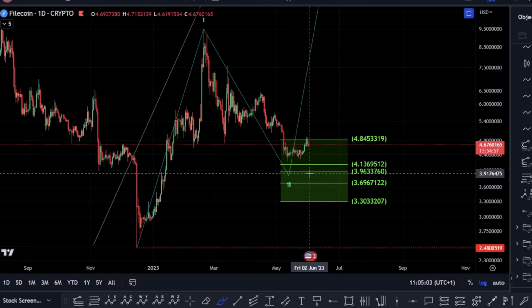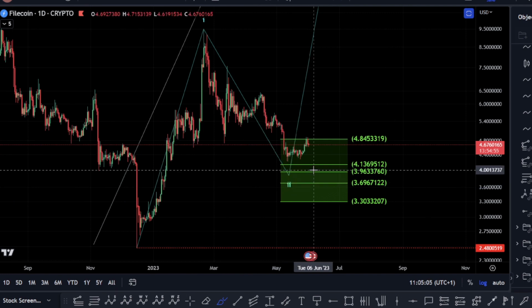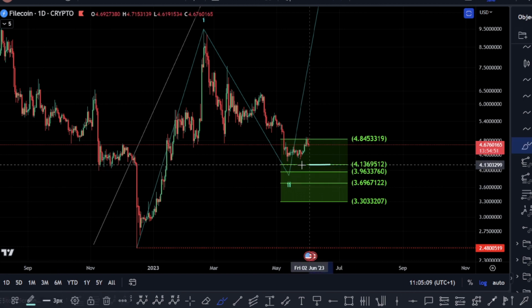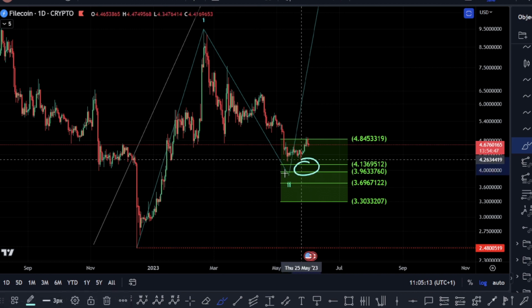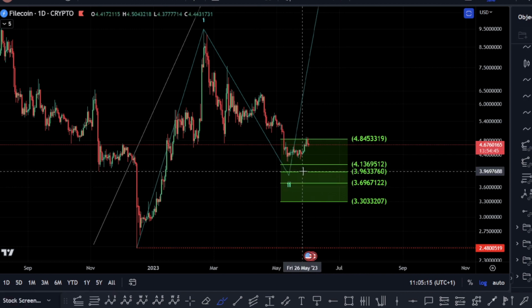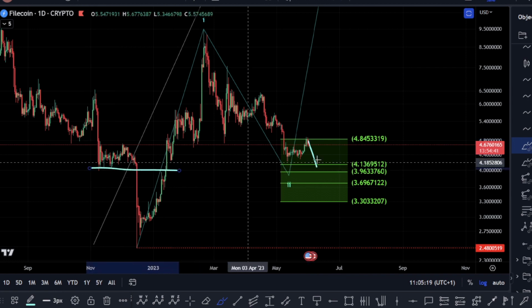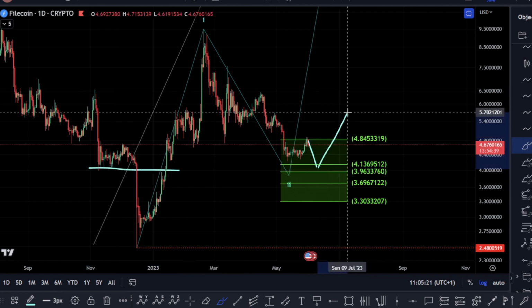Now, if we did drop down here, I would be paying attention towards this $4 area, because this is obviously a psychological level, as well as bringing us back into this golden pocket area. So this would be quite an interesting zone to keep an eye on if we do actually push down here one more time. If we do manage to find support here, potentially we could look for that turnaround.